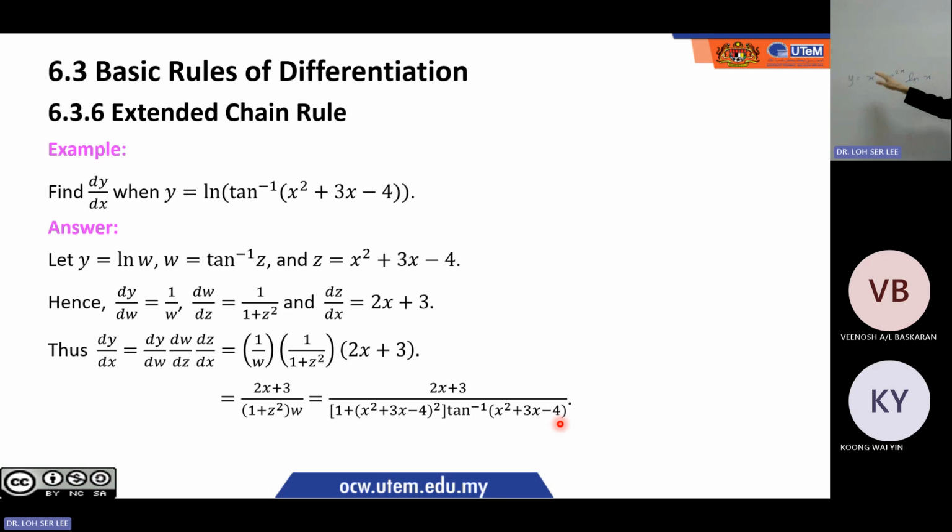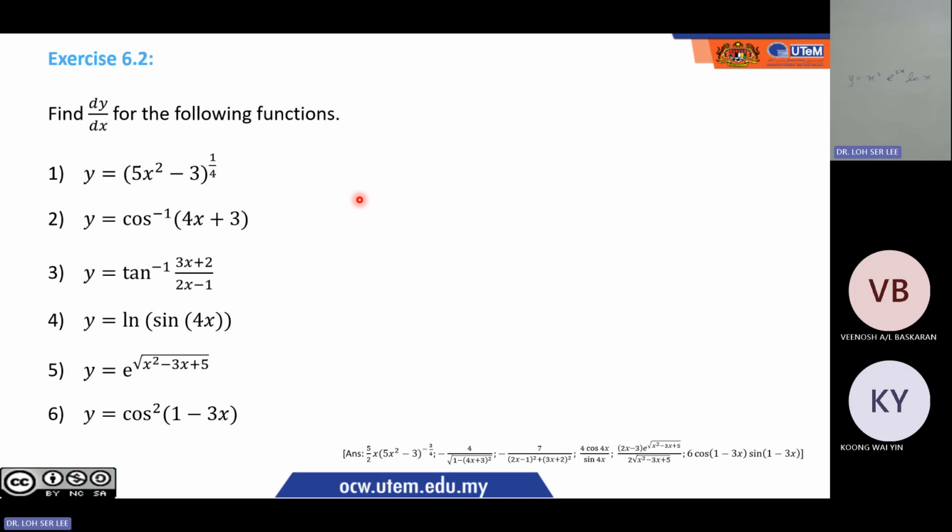This is function times function. If you look at the extended chain rule, there is only one function. This is a function inside another function, but not function times function. So this is the difference between the extended chain rule, the chain rule, and the product rule. The product rule is a function multiplied by another function. But for the chain rule, you have only one function, a function inside another function. Okay, try this.